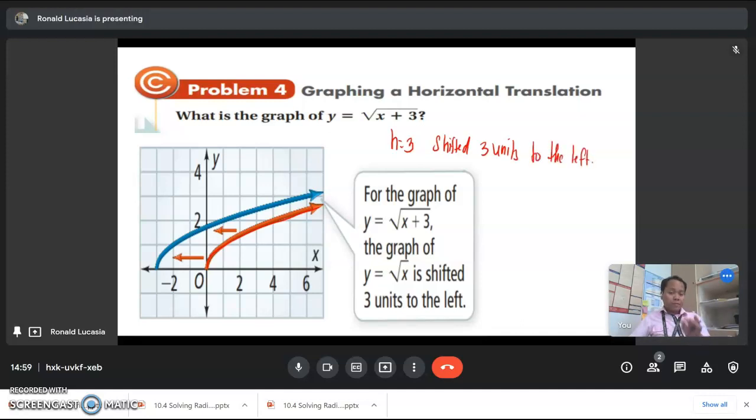Okay, so if you describe that, the graph of y equals the square root of x plus 3 is the same as the parent function y is equal to the square root of x. However, the graph of y equals the square root of x plus 3 is translated 3 units to the left. So this is 0, 1, 2, 3. That's why it translated 3 units.